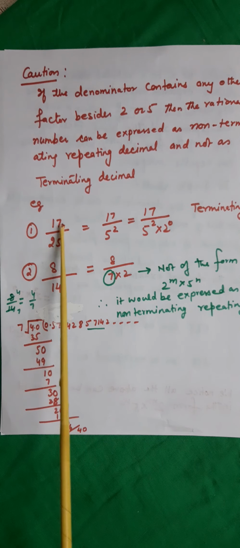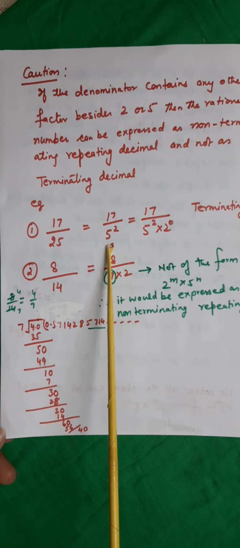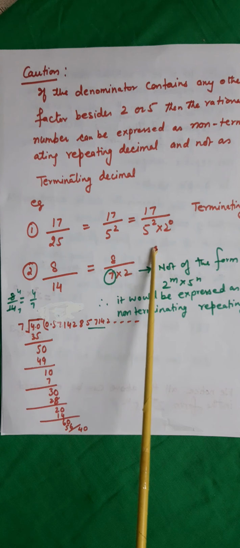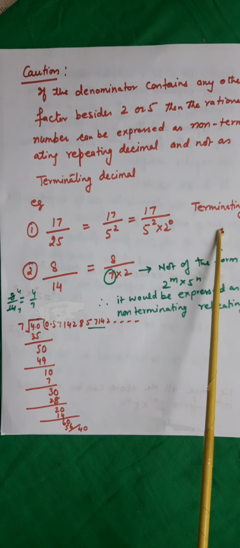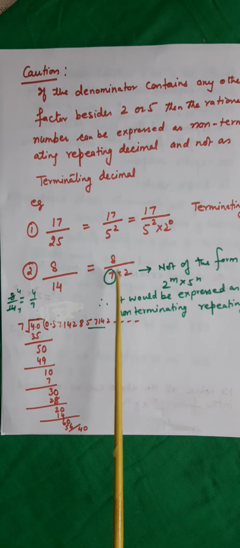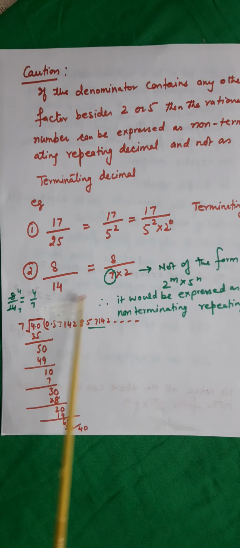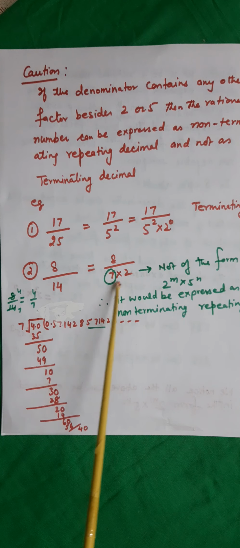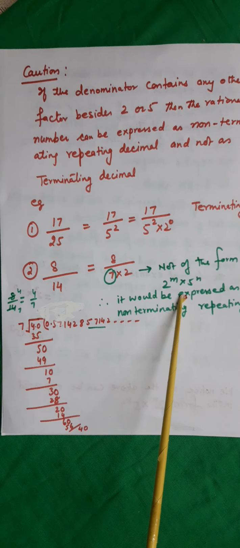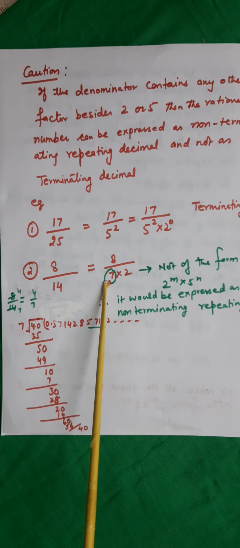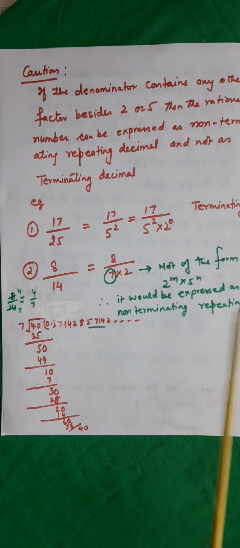Example number 1, 17 upon 25. Now 25 can be expressed as 5 square, that is 5 square into 2 raised to the power 0. So the decimal expansion is going to be terminating, using the result that we have discussed. Second, 8 upon 14. 8 upon 7 into 2. This is not of the form 2 raised to the power m into 5 raised to the power n, because 7 comes here. Therefore, it will be expressed as a non-terminating repeating decimal.